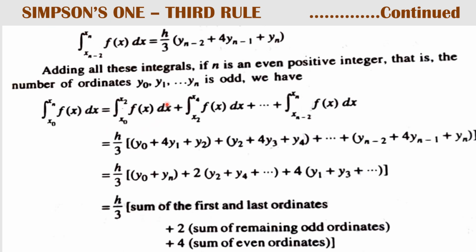And we are going to substitute the integral value for each and every integral, and therefore this will be the consecutive substitution. After that, you will be combining all the similar terms, and you will be left with this equation, which is h by 3 into y0 plus yn plus twice y2 plus y4 plus etc. plus 4 times y1 plus y3 plus etc. Here I am going to summarize this as h by 3 into the sum of the first and last ordinates, plus twice the sum of remaining odd ordinates, and then plus 4 times the sum of even ordinates.